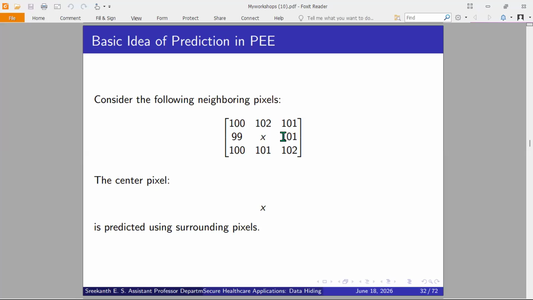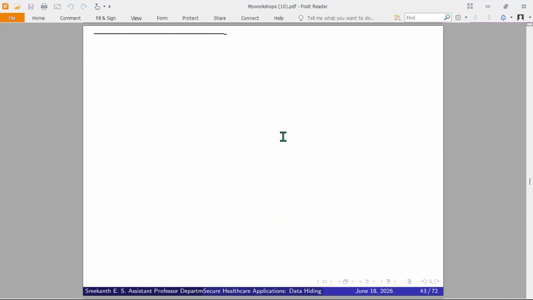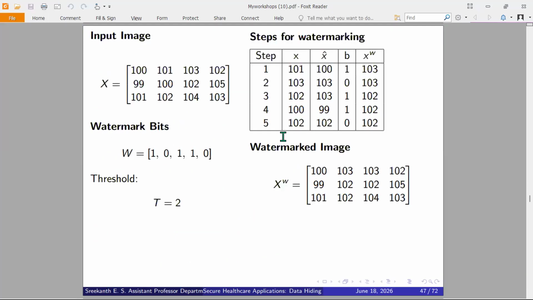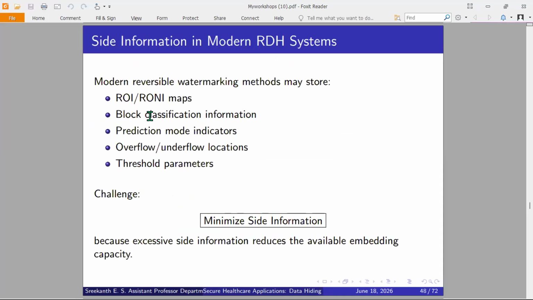I feel that you have the idea. So this is happening in prediction error expansion. We have to take care about what prediction mode we are taking. That is very important. The side information is as it is, so overflow and underflow locations will be there.